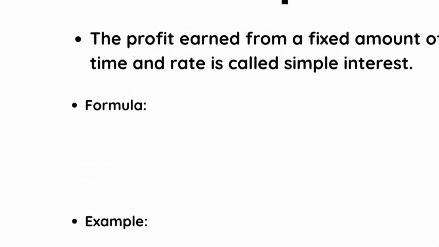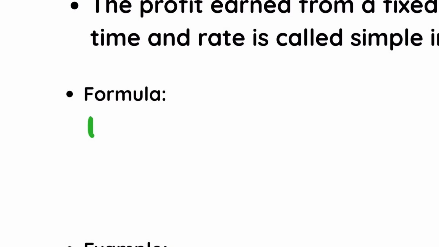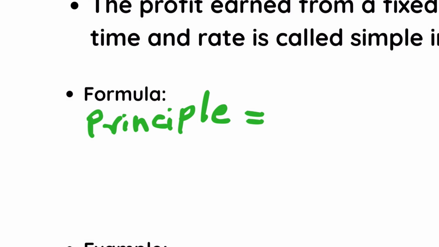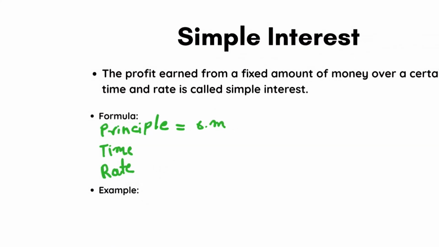The formula is this. I have three parts, which are principal. And principal is basically the same as original money, right? So I have principal, the second part is time, and the third part is rate, okay? And based on these three parts, I can write the formula this way.